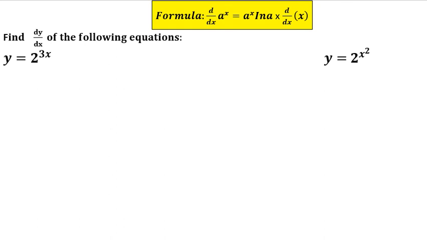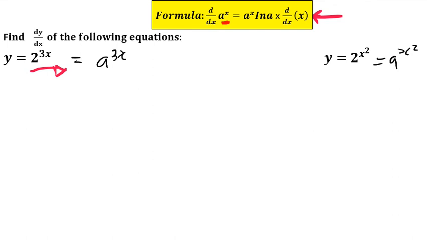So for this one, if you go to your formula sheet, you just look for something like this, where these two can be any number. That 2 is like a in this form. So this is the same as a to the power of 3x. Then this one also is like a to the power of x squared.